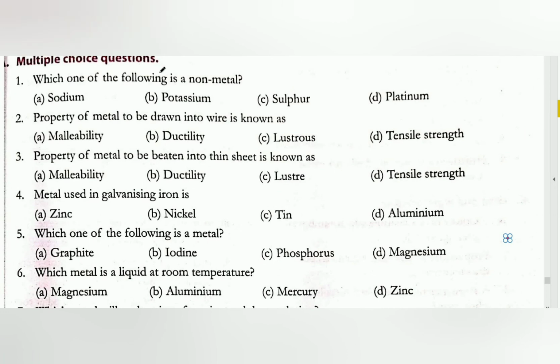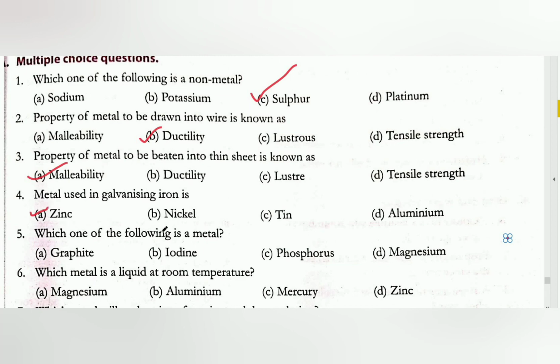These MCQs are your homework. Which of the following is a non-metal? Sodium, potassium, sulfur or platinum? We know sulfur is the correct answer. The property of a metal to be drawn into wire is known as ductility. Being beaten into sheets is known as malleability. The metal used in galvanizing iron, as we have read now, is zinc.